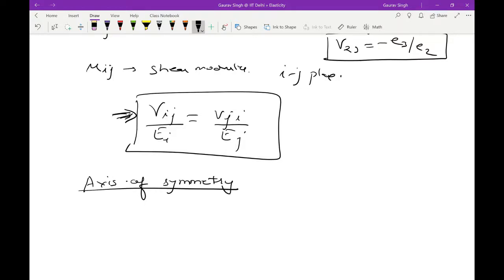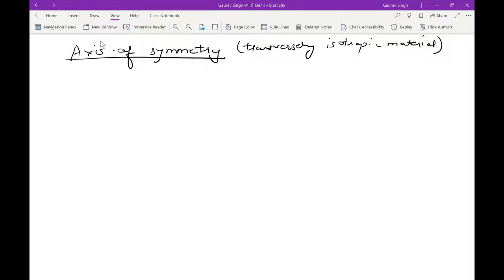Let's see what happens when there is an axis of symmetry. It is also called transversely isotropic material. Okay, in the transversely isotropic material, we have a symmetry with respect to the rotations about an axis. Okay, so this is something new and different.